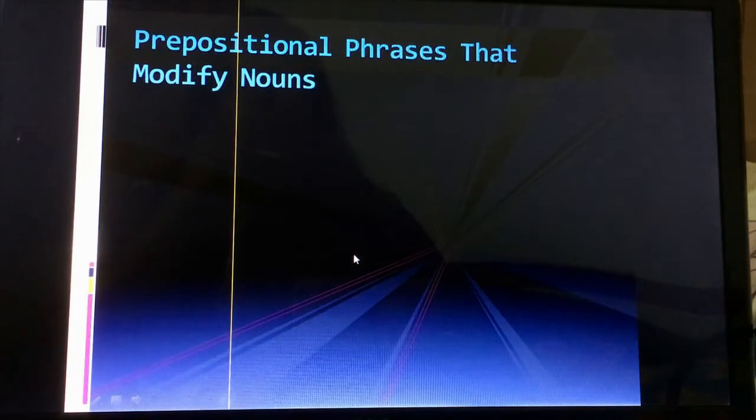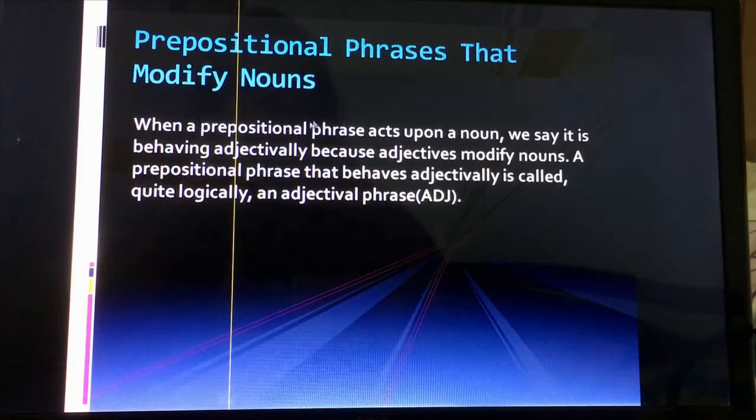Now we are going to see those two types. First of all, prepositional phrases that modify a noun. When a prepositional phrase acts upon a noun, we say it is behaving adjectivally, because adjectives modify a noun. We already know that. A prepositional phrase that behaves adjectivally is called, quite logically, an adjective phrase, which we can also say in a shorter way, ADJ. In your grammar textbook, you are going to have this shorter name, ADJ.